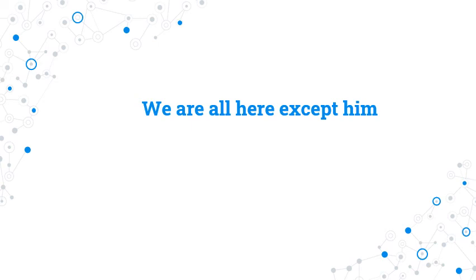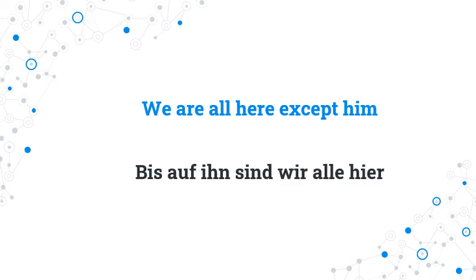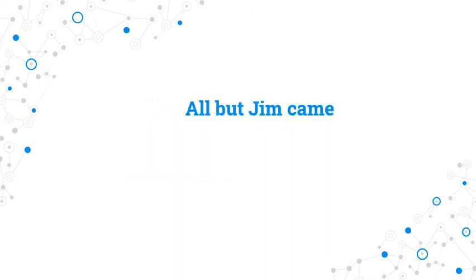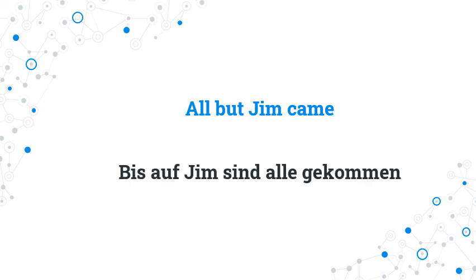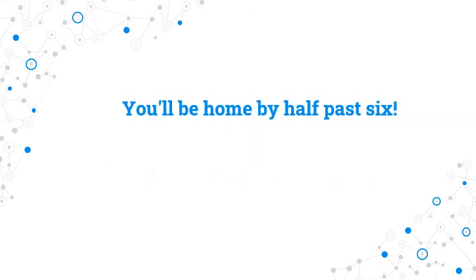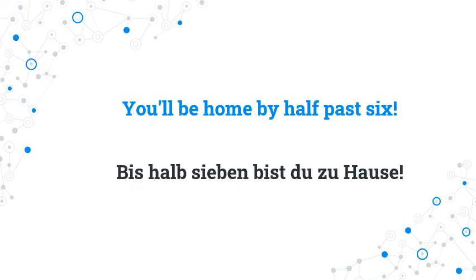How do you say, we are all here except him, in German? Bis auf ihn sind wir alle hier. How do you say, all but Jim came, in German? Bis auf Jim sind alle gekommen. How do you say, you'll be home by 6:30, in German? Bis 6:30 bist du zu Hause.